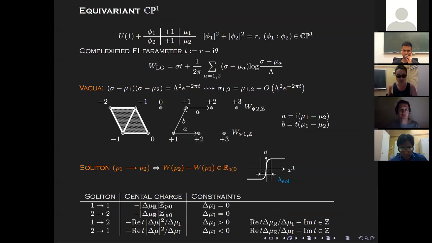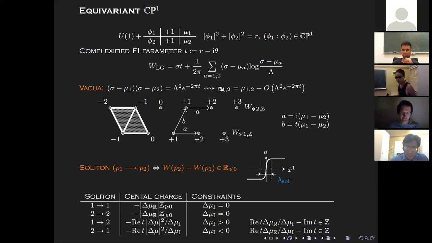CP1 is an abelian gauged linear sigma model with two chiral fields, phi1, phi2, both charged in the same way, say charge plus one, and it's covariant because I have assigned twisted masses parameters mu1 and mu2. And from the D-term constraint, we see that fields phi1 and phi2 never become zero simultaneously. So I could use phi1, phi2 as homogeneous coordinates on CP1. This is my effective superpotential. It explicitly depends on the complexified FI parameter T, and the vacua are defined as critical points of the superpotential. This is a quadratic equation. So in principle, I have two vacua that can be approximated.